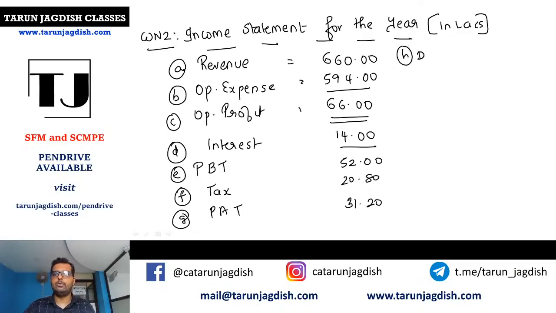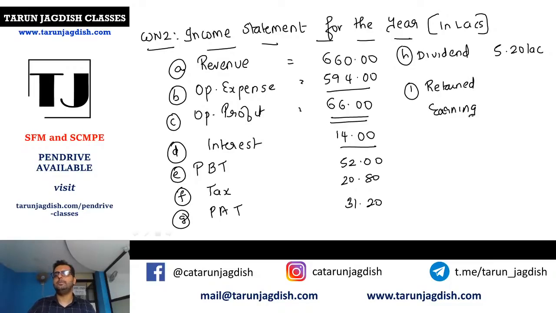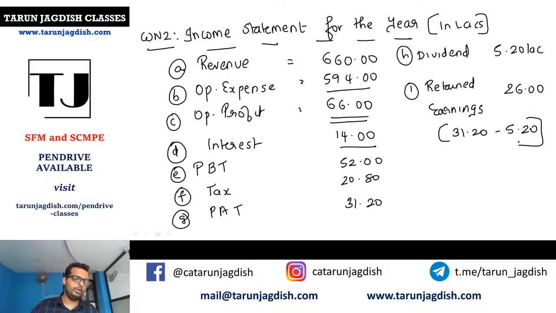Then I'll write down the next one, dividend. They have told they are paying out how much percent as a payout ratio? 16.67. 31.2 into 16.67 will be 5.20 lakh, which will be the dividend, and my retained earnings will turn out to be 26. That is nothing but 31.2 minus 5.2. Can you please write down till here in your books now?